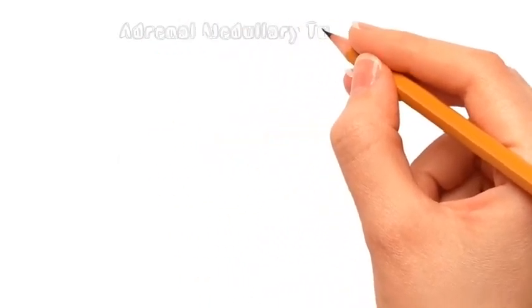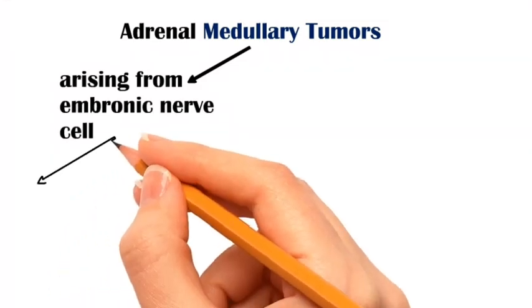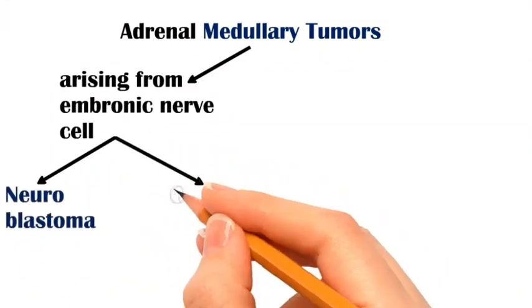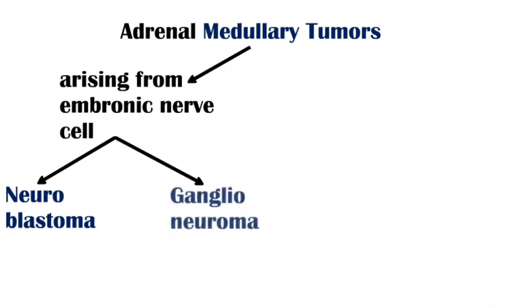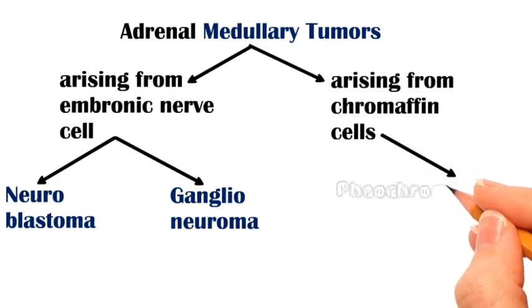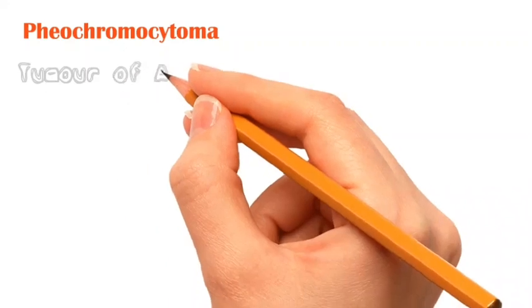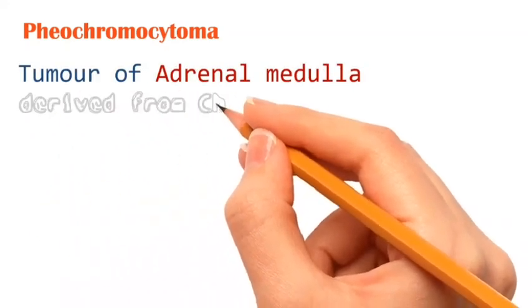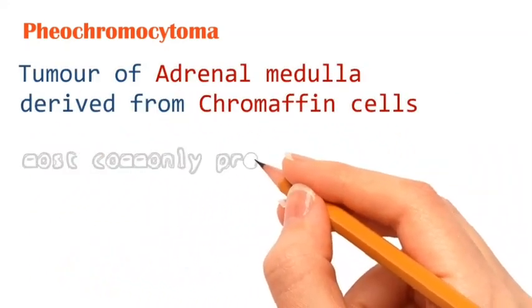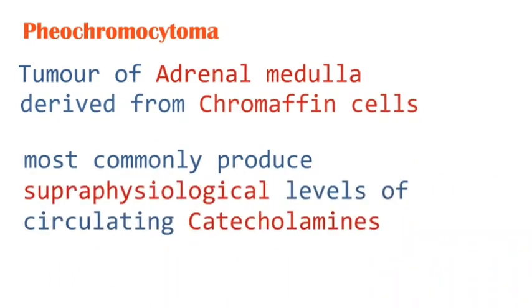The major pathology associated with the adrenal medulla is the tumor of the adrenal medulla. Some of them arising from the embryonic nerve cell are neuroblastoma and ganglioneuroma, and that arising from the chromaffin cells is the pheochromocytoma, about which we will discuss in detail. Pheochromocytoma is a tumor of adrenal medulla derived from the chromaffin cells, and it most commonly produces increased levels of circulating catecholamines.